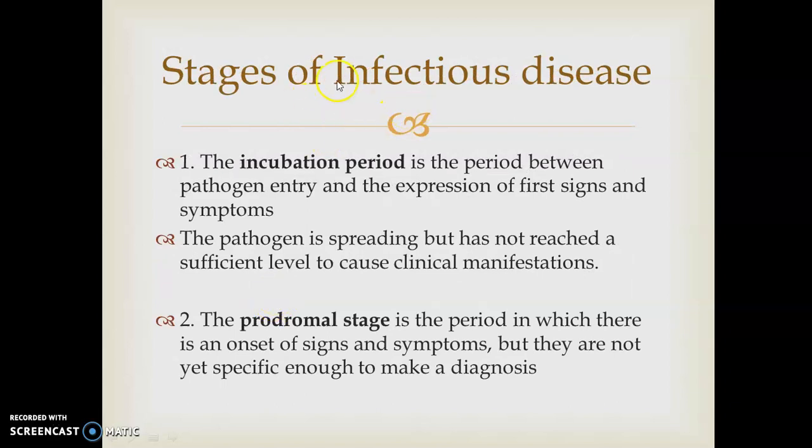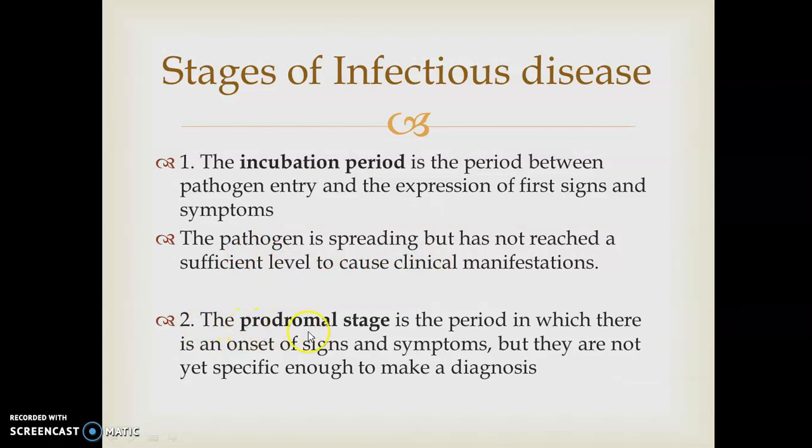Now the stages of infectious diseases. There are 4 stages of infectious diseases. The first is the incubation period. The incubation period is the period between the entry of the microorganism up to the onset of the first sign and symptom. For example, if on the first date the antigen enters the body, and on the 10th date the first sign and symptom appear, the incubation period will be 10 days. The pathogen is spreading but has not reached a sufficient level to cause clinical manifestation. So in the incubation period there will be no clinical manifestations in the patient.